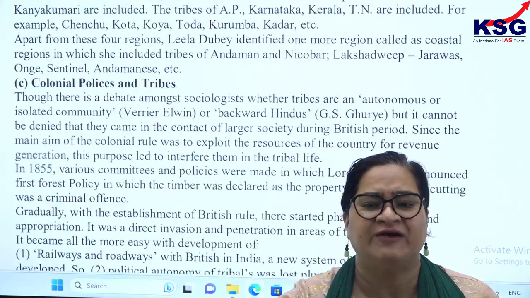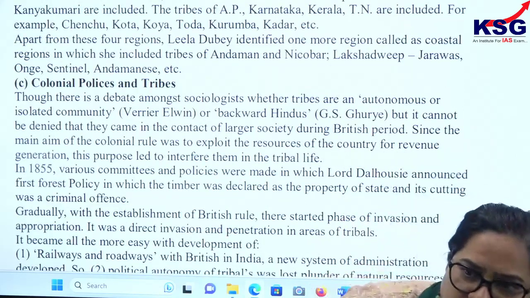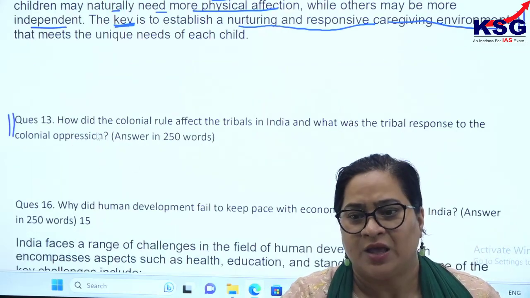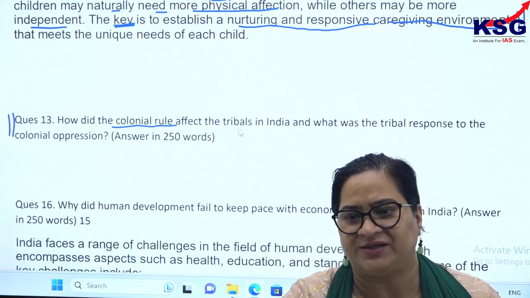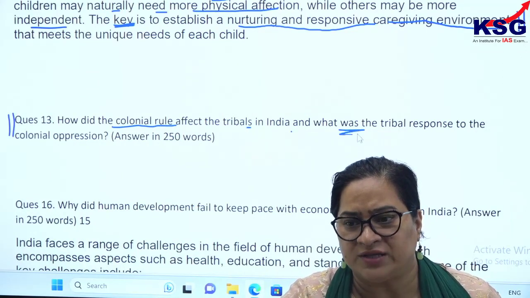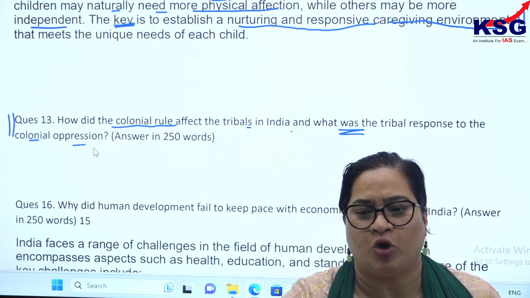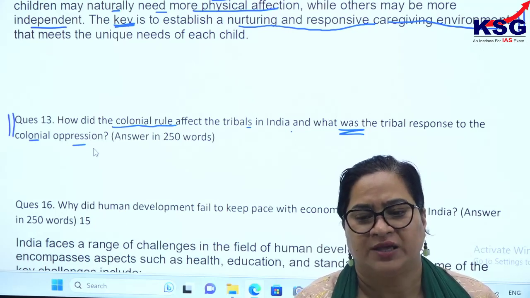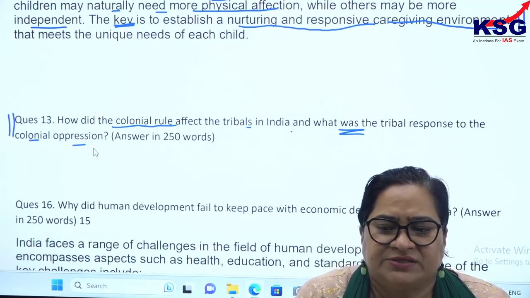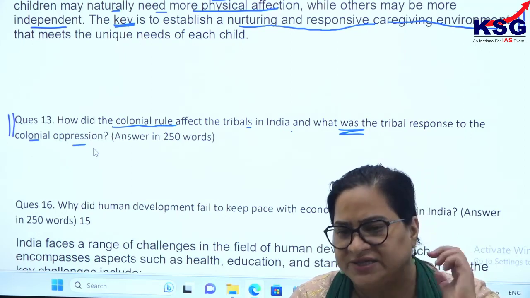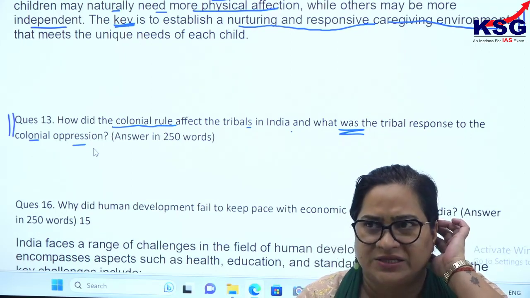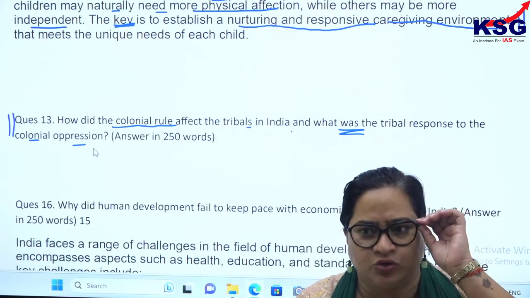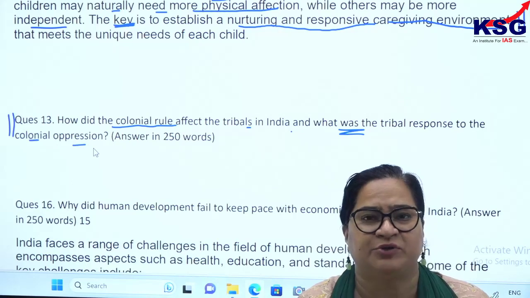Those students who don't have sociology optional, the moment they see this specific question, how did the colonial rule affect the tribals in India, and what was the tribal response to the colonial oppression, you can see two aspects of the question, two parts of the question. In this given segment, when we are reflecting upon the answer, what is expected from all of you? Because it looks like a history oriented question, and beyond doubt it is.